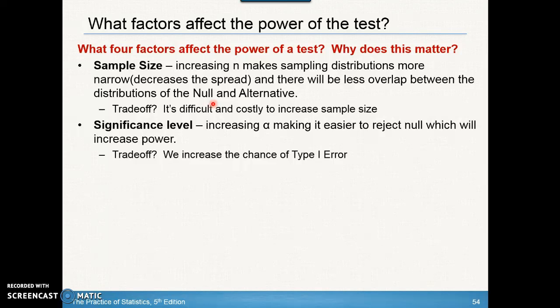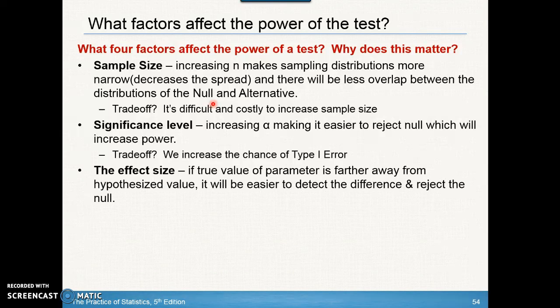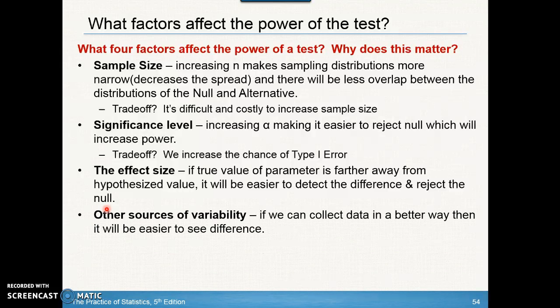Okay, so just take that into consideration: which one is worse, a type 1 error or a type 2 error. The effect size. So what this means is if the true value of the parameter is farther away from the hypothesized value, it will be easier to detect the difference and reject the null. So that's basically saying if you have a statistic that's far away from what the null is, or what you think the population proportion or mean is, then that's going to give us a much larger ability to reject the null when we need to because it's far away.